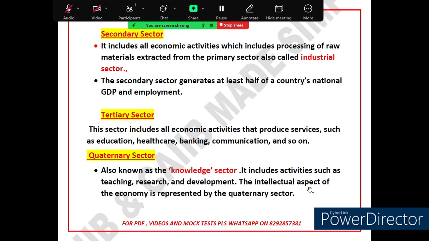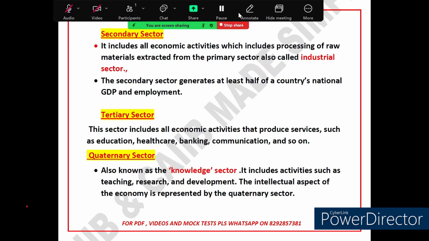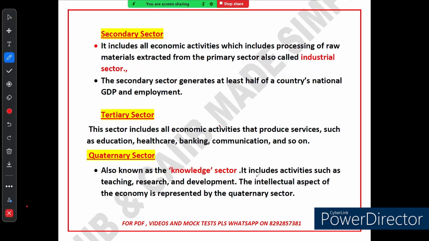It is also known as the knowledge sector. This is where activities like teaching, research, and development come into play. The quaternary sector represents the intellectual side of the economy. So the key word here is knowledge sector, and the second key word is intellectual side. If you are asked which sector reflects the intellectual aspect, the answer is the quaternary sector. It is where new ideas are generated, where research happens, and where knowledge is shared.